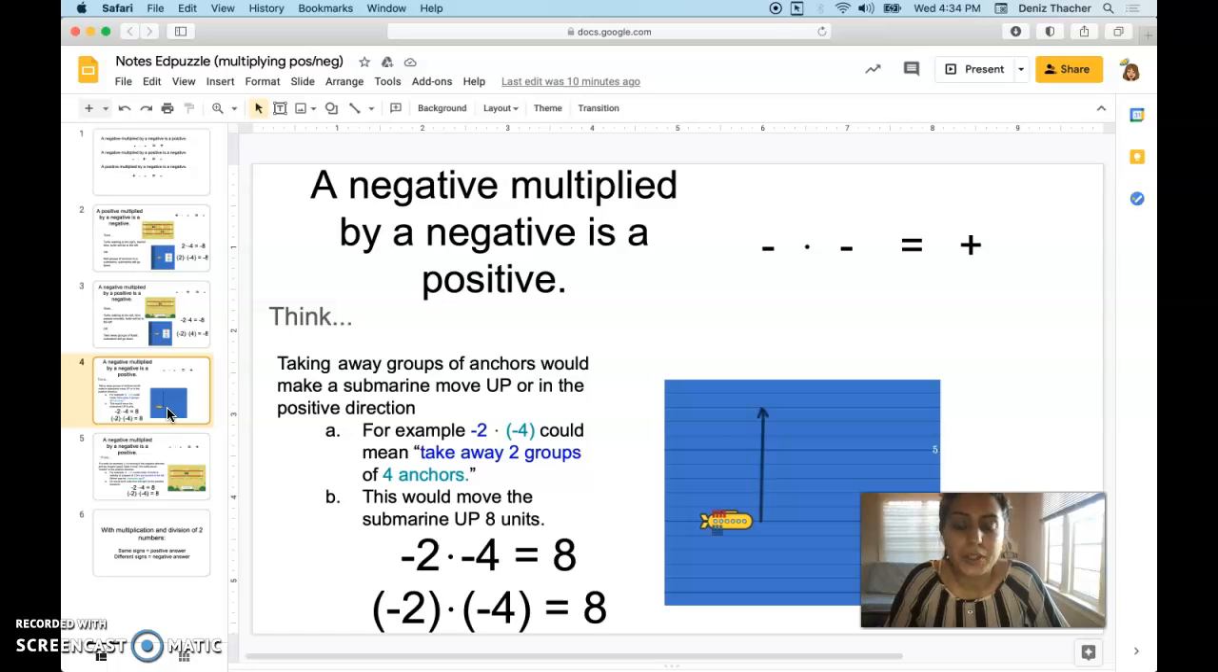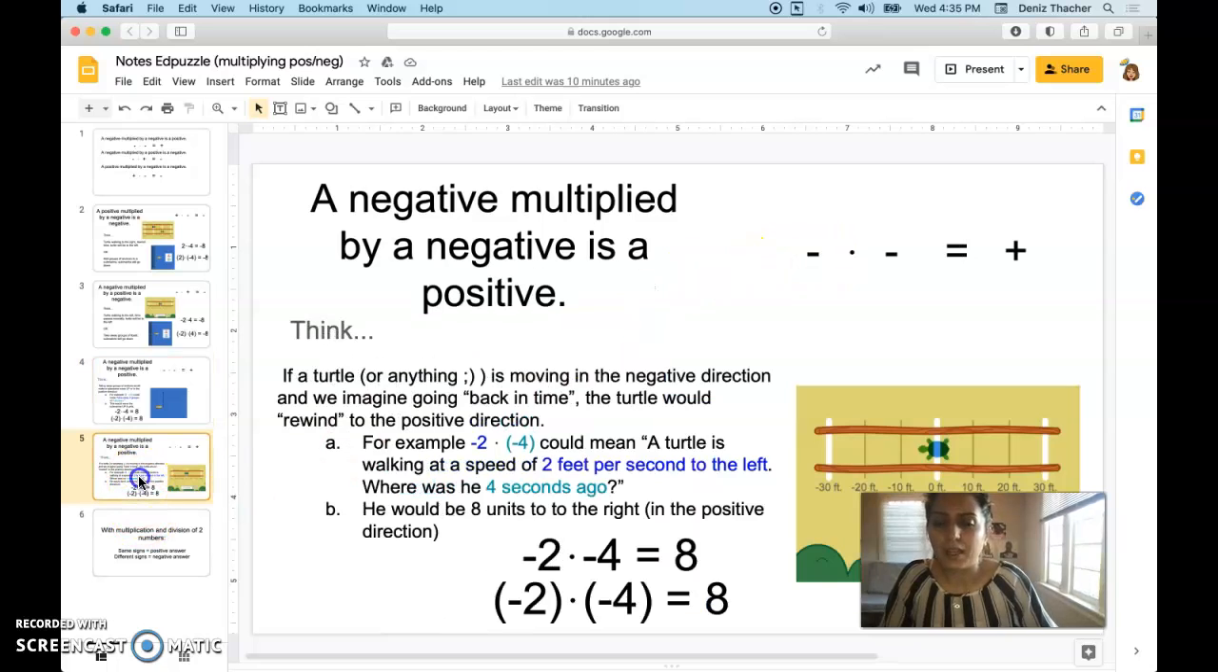So if we think about it first using the submarine, think about the fact that you're taking away groups of anchors, right? So this first subtraction sign represents that idea of taking away or removing. And you're having another negative so that you're removing those anchors. That would make the submarine move up, or in a positive direction, right? You're taking off that weight, and so that's lifting back up. So for example, -2 times -4 could mean take away 2 groups of 4 anchors. This would move the submarine up 4 units.